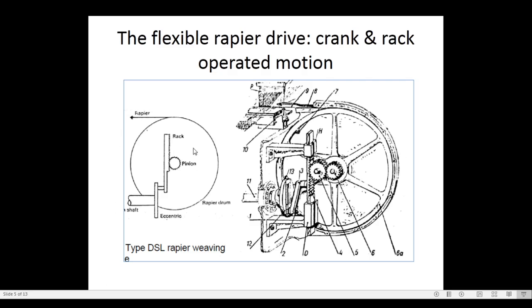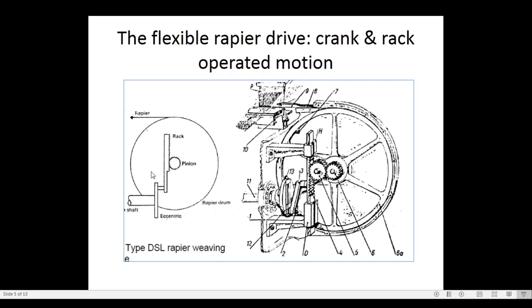See this here first. This is the main shaft and here is the wheel. We can see here is the wheel, and to the wheel we have attached a lever, not at the center of the wheel but to the side of the wheel. This lever is attached to the rack. When the main shaft rotates, this lever will move clockwise and anti-clockwise.